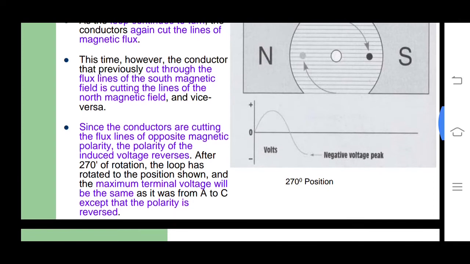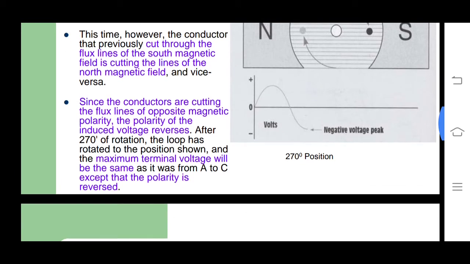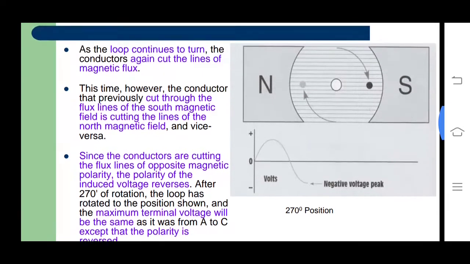The loop has rotated to the position shown, and the maximum terminal voltage will be the same as it was from A to C, except that polarity is reversed.